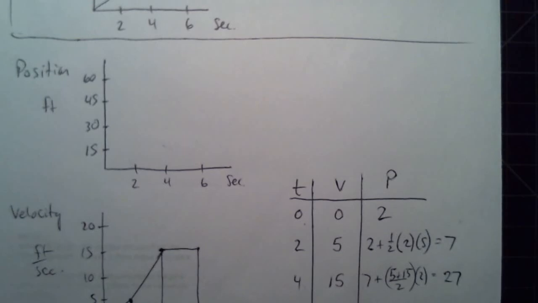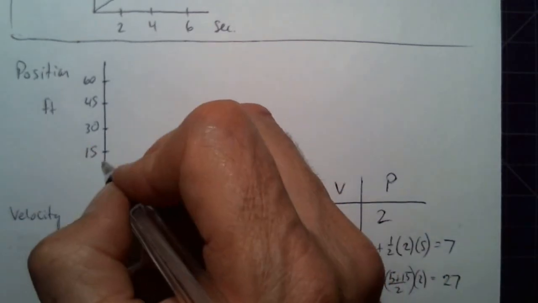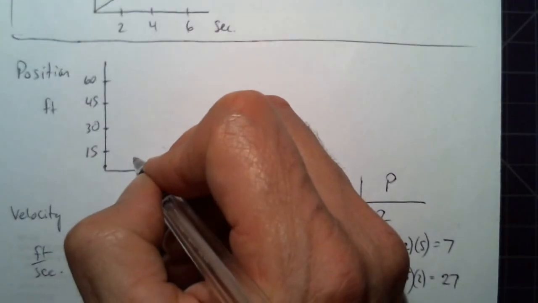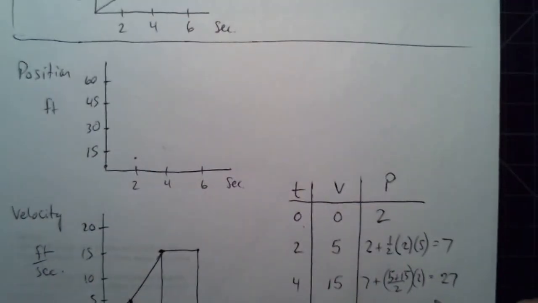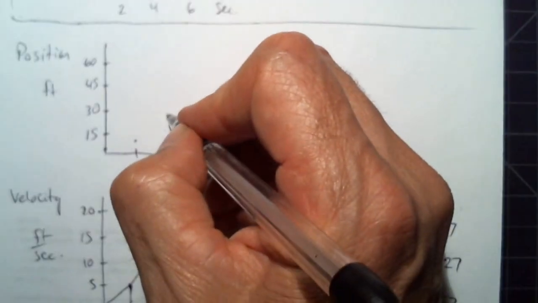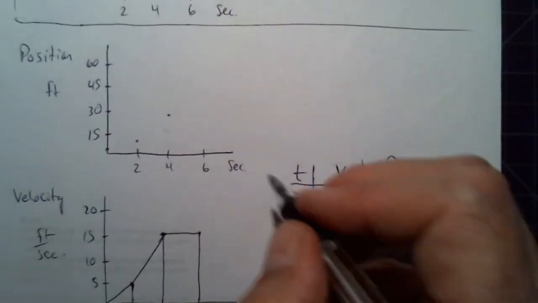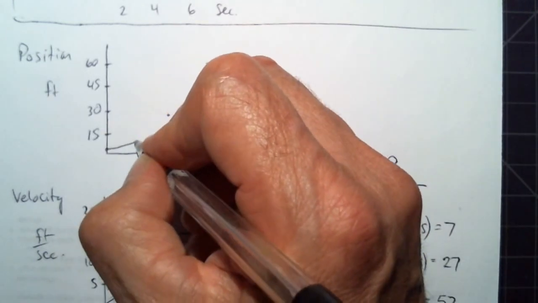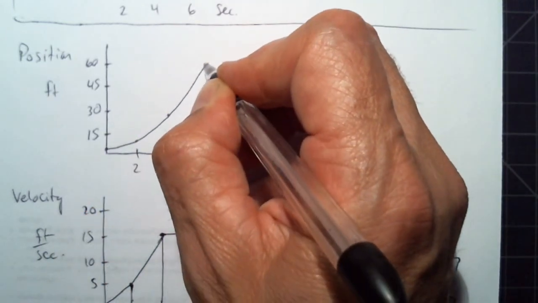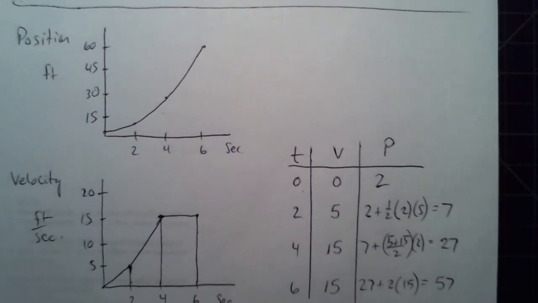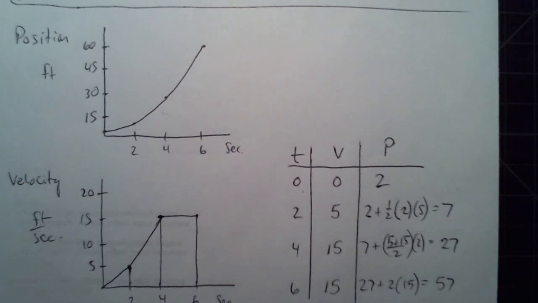So we just plot the points, and we go 0, 2, 2, 7, 4, 27, 6, 57, and there's the position function, and we'll stop there.